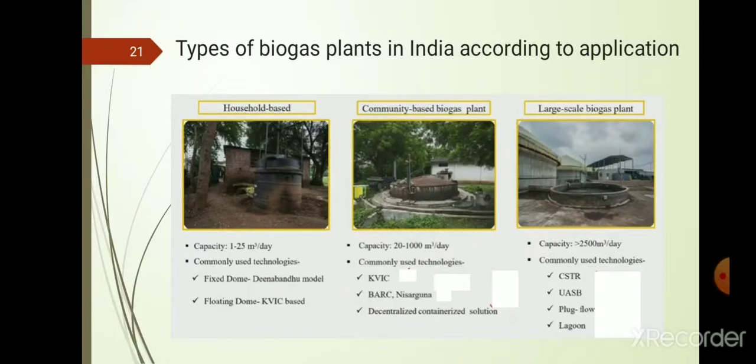Finally we have large scale biogas plants, suitable for power production. For example, in Punjab we have a 1 megawatt anaerobic digestion plant, with a capacity of greater than 2500 meter cube per day. The commonly used techniques are the continuously stirred reactor, plug flow reactor, lagoon reactor, etc. These are newer types of reactors based on some principles. So this is an overall classification of anaerobic digestion reactors.